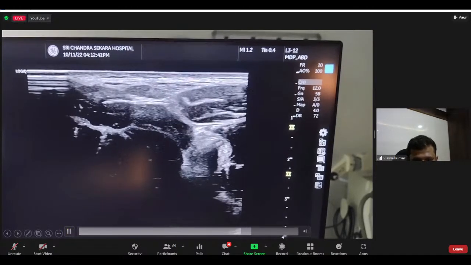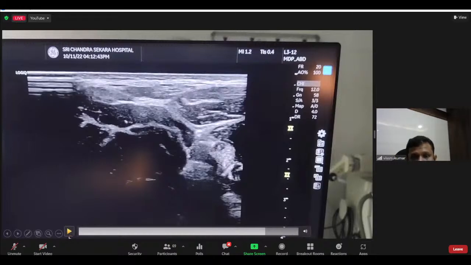And one more thing, if the patient is very lean and thin, you'll get a very small tensor fascia lata. You cannot appreciate it at all. So your important goal is to just place the needle just above the sartorius muscle and give the local anesthetic, and you'll get a perfect relief. And let us see how we are going to do this.